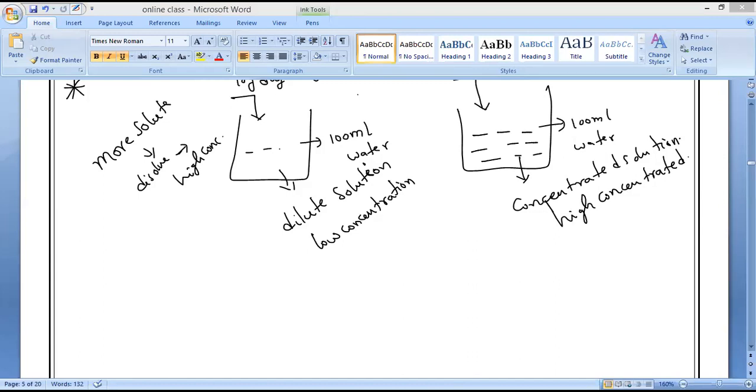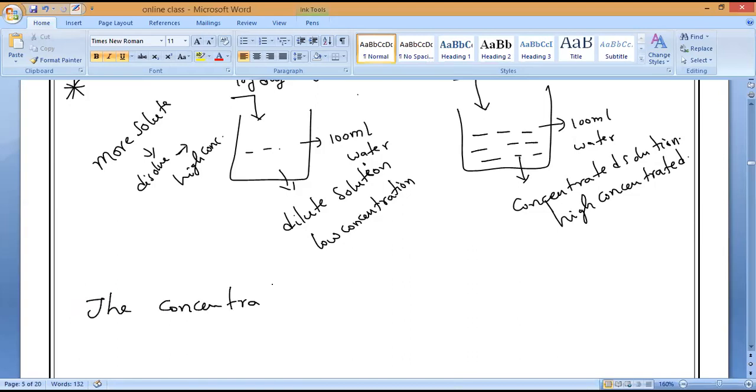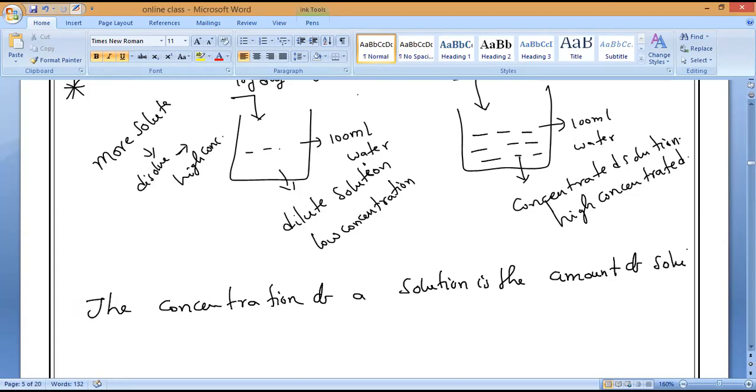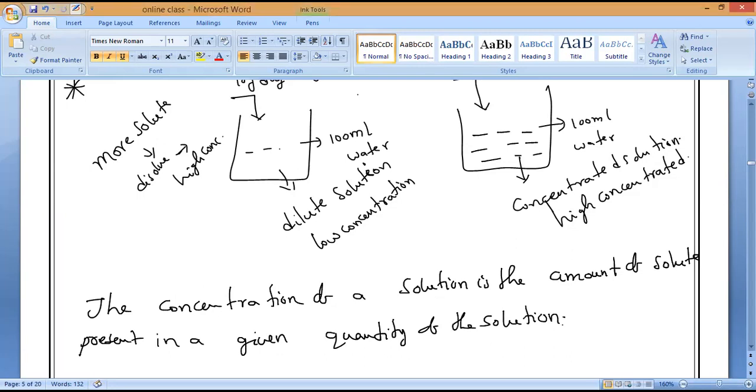Write it. The concentration of a solution is the amount of solute present in a given quantity of the solution. What do you mean by given quantity of the solution?